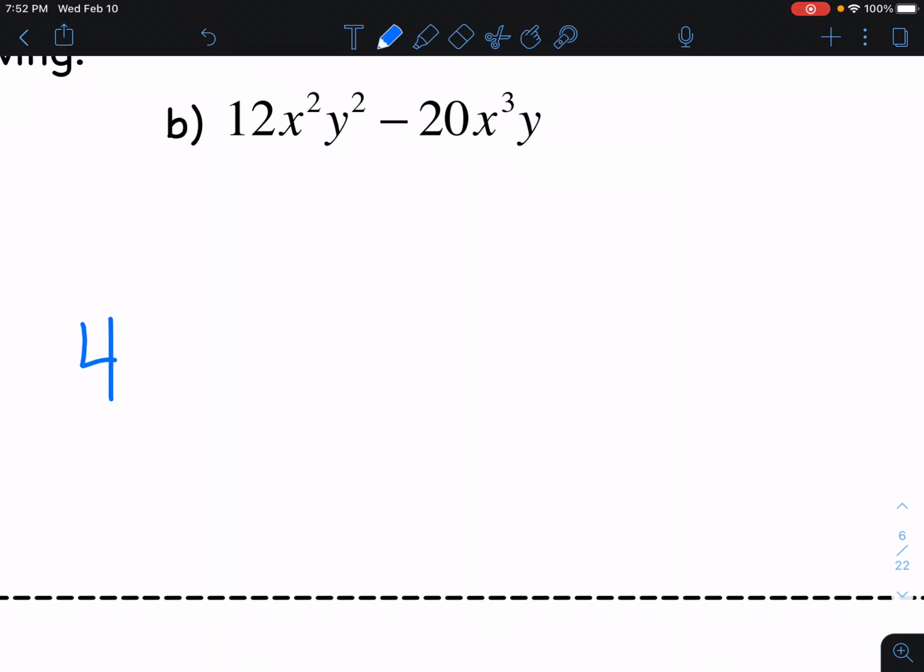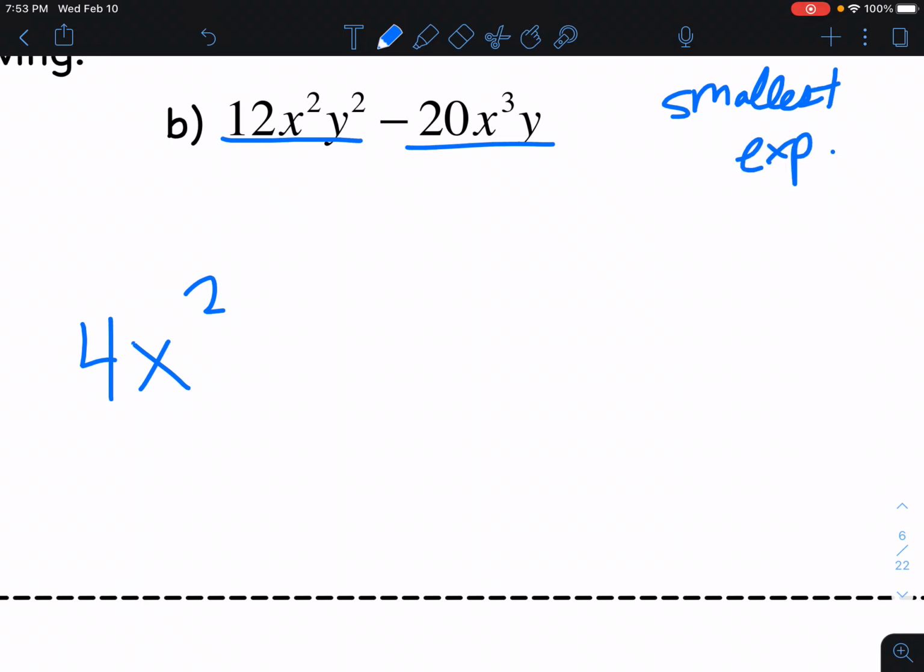Now we look at the variables. We have two terms here. I see an x in both of those. So that means an x must be in my GCF. In fact, it's going to be x to the second power. The rule for exponents in a GCF is you take the smallest exponent. So if I had x to the second and x to the third, you go with the smallest. And then the y's, you have y to the second and y. So you would choose the smallest, which is y.